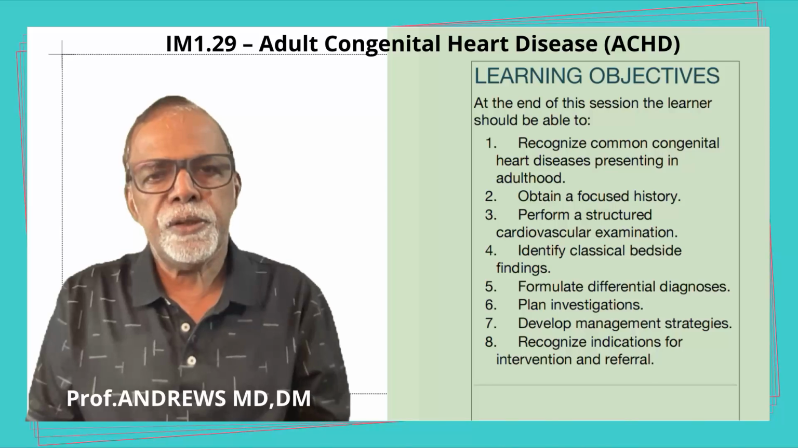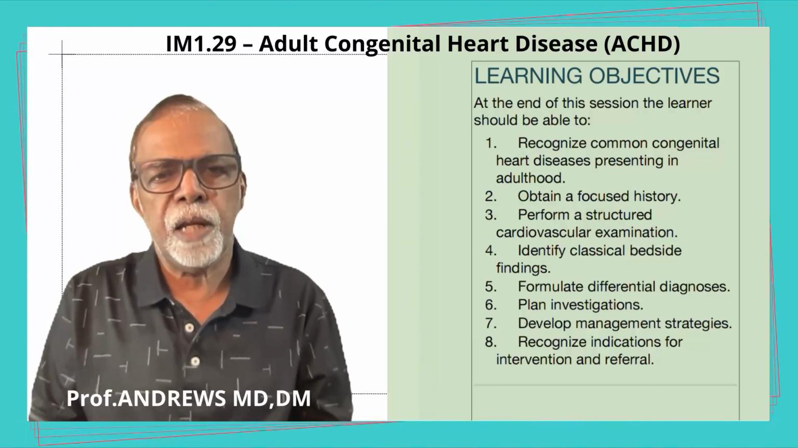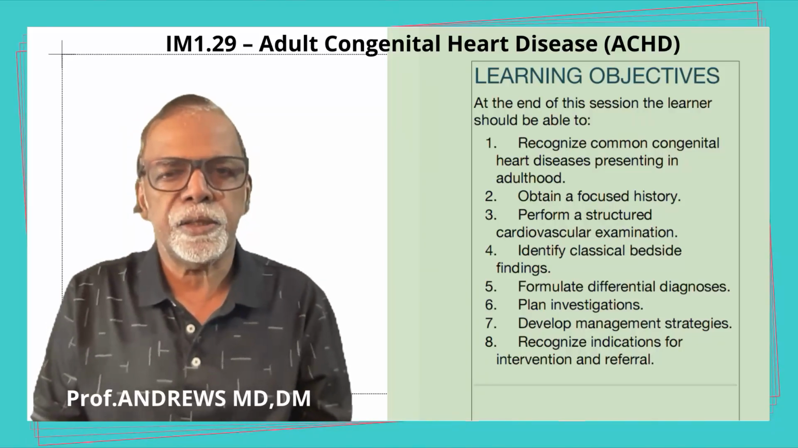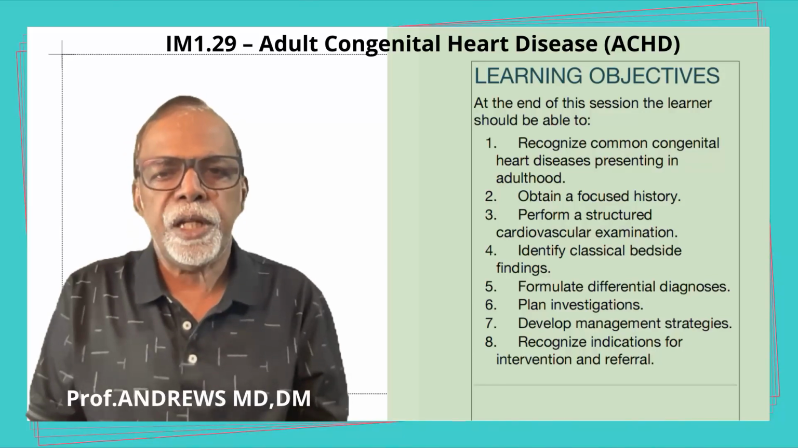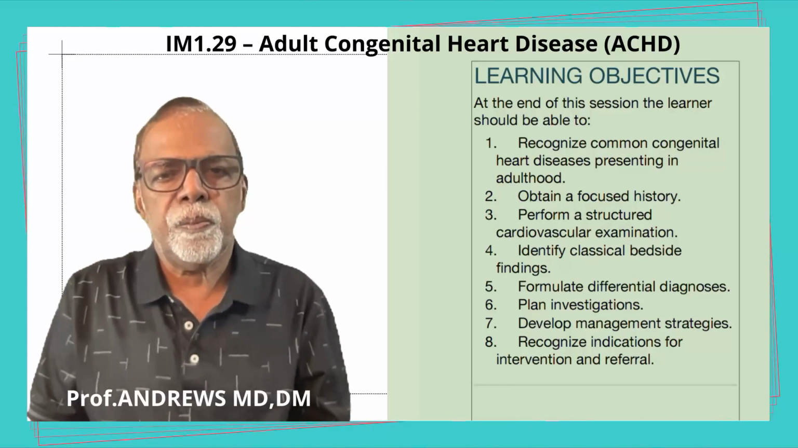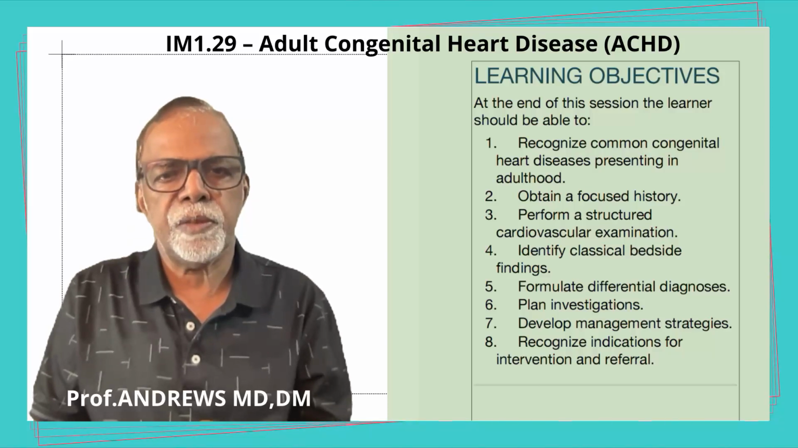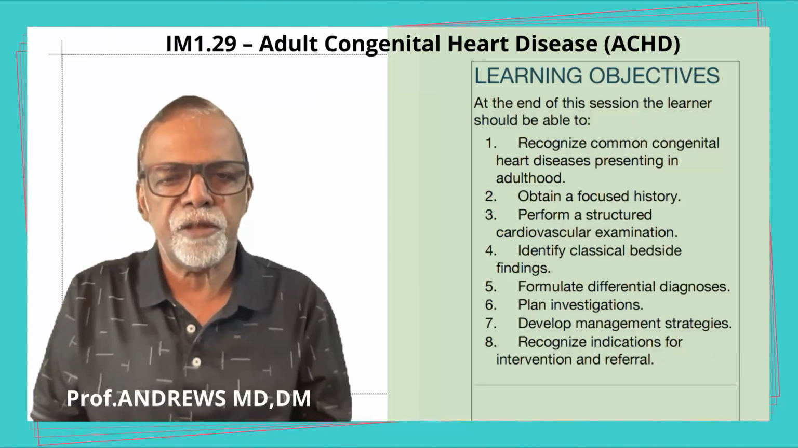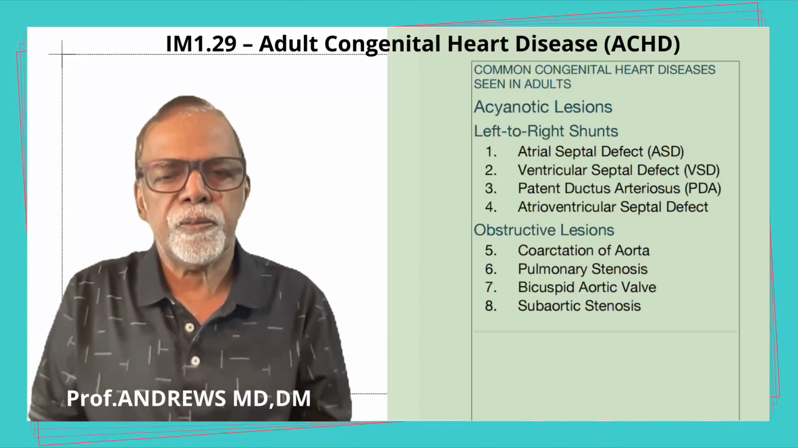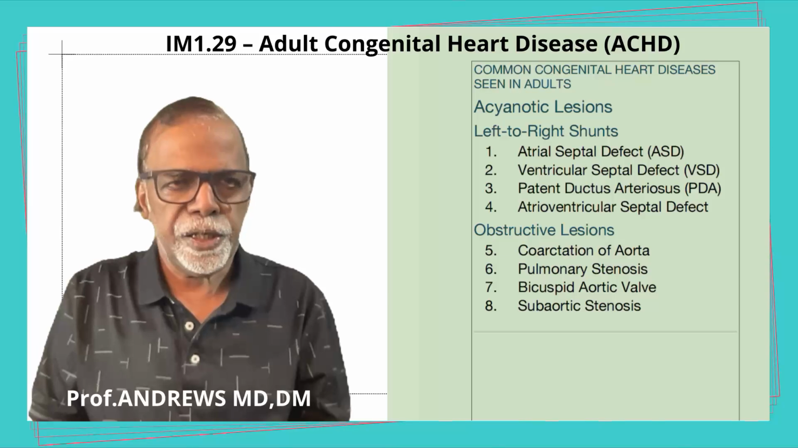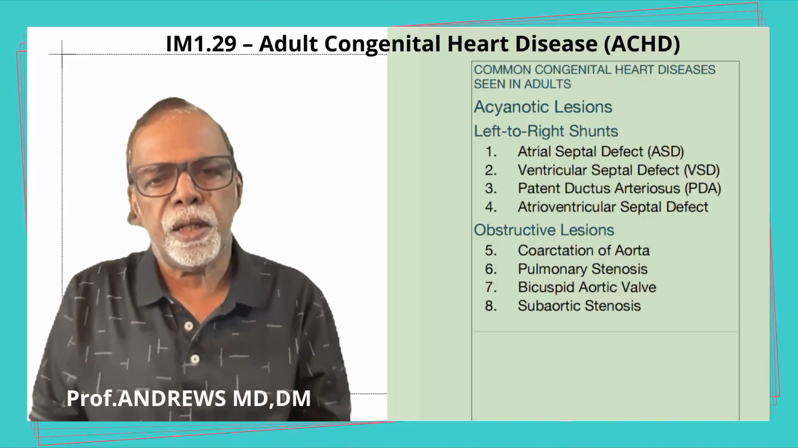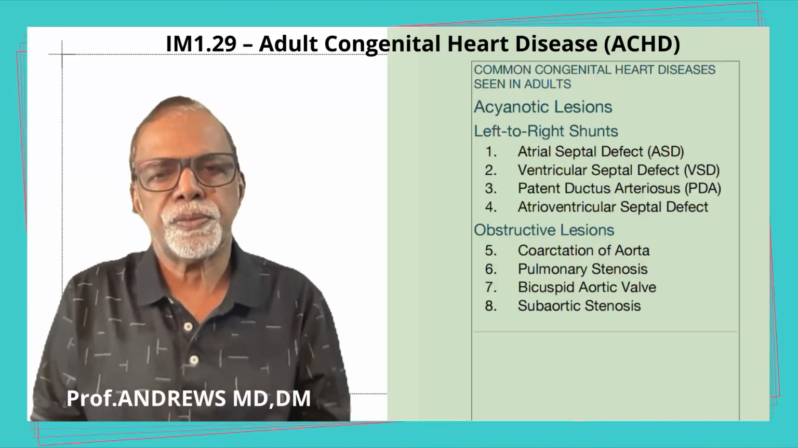So the learning objectives are, at the end of the session, you should be able to recognize common congenital heart diseases that present at adulthood, obtain a focused history, perform structured cardiovascular examination, identify classical bedside findings, formulate differential diagnosis, and develop management strategies. And what are the indications for referral and intervention?